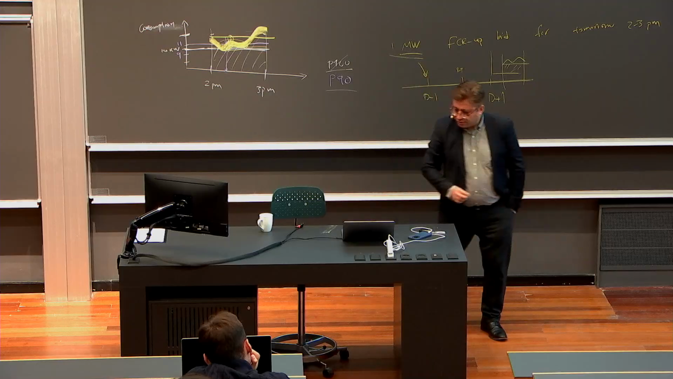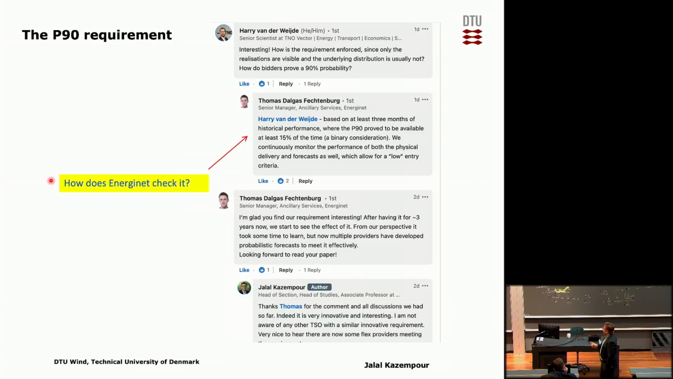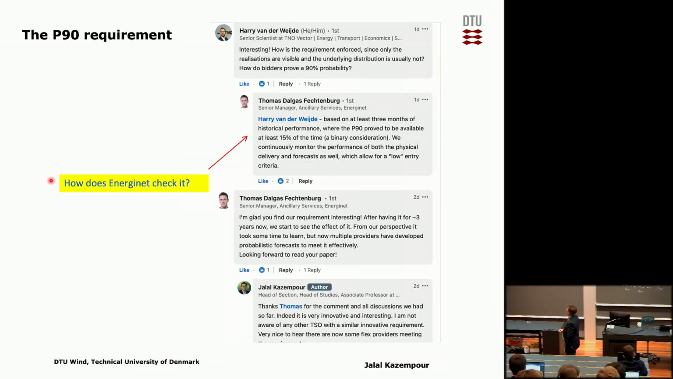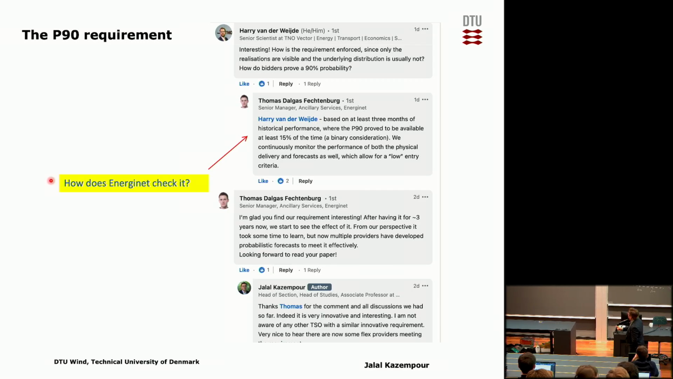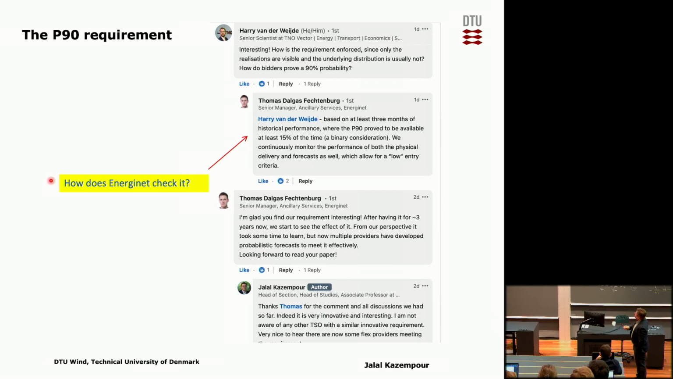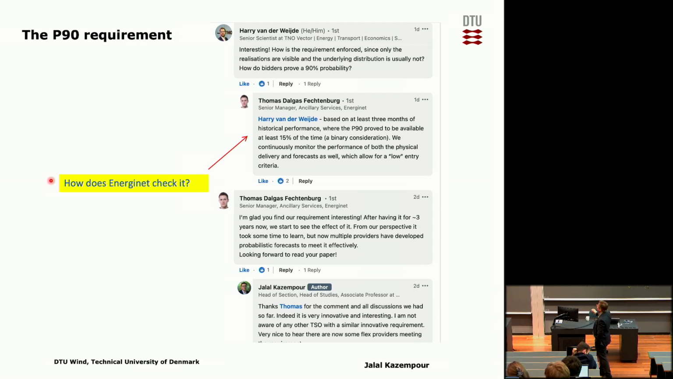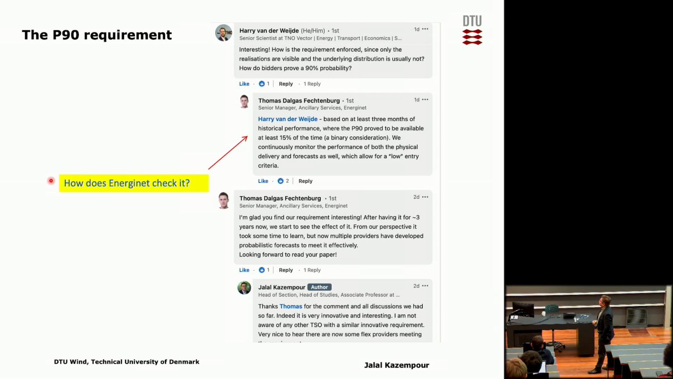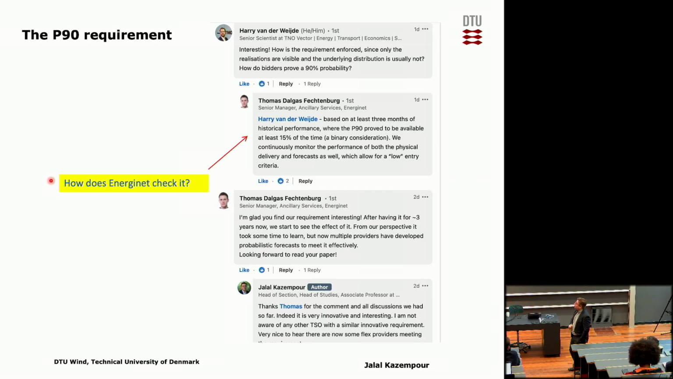So Thomas Dalgas is my good contact at Energinet. When I posted something about P90, a good colleague, Harry, from TNO at that time, I think he recently changed his place, asked: okay, interesting, how is the requirement enforced, since only the realizations are visible and the underlying distribution usually is not? How do bidders prove a 90% probability?